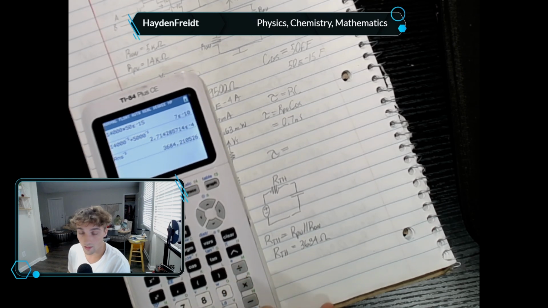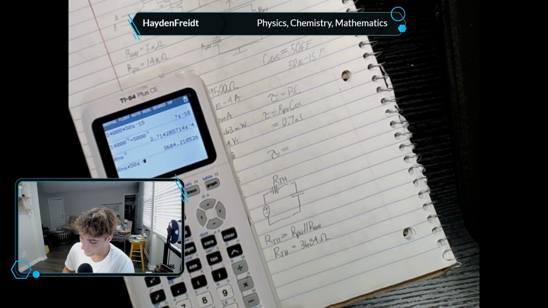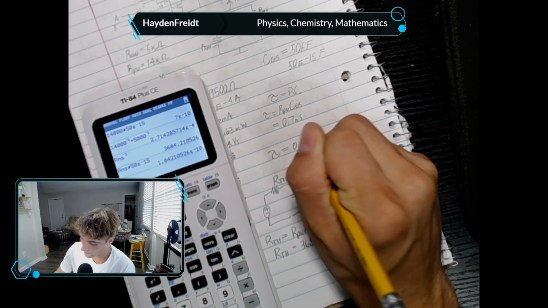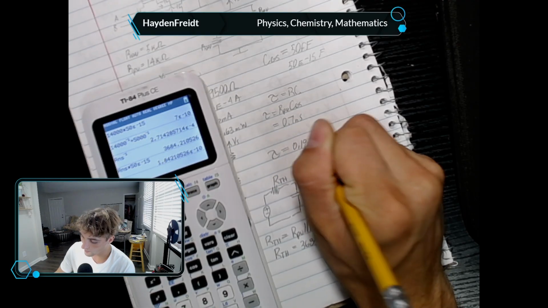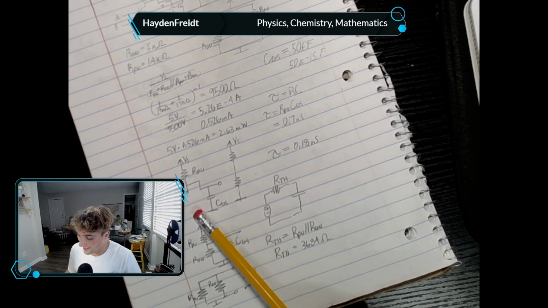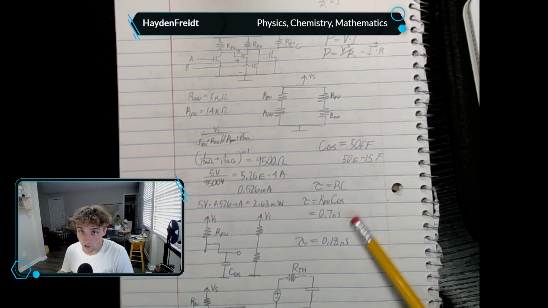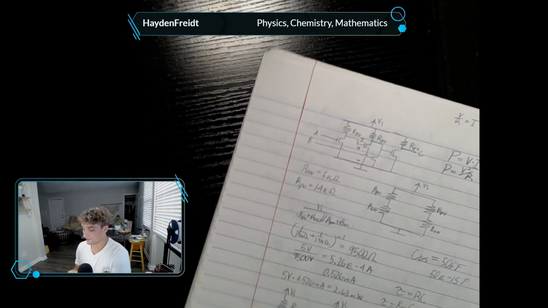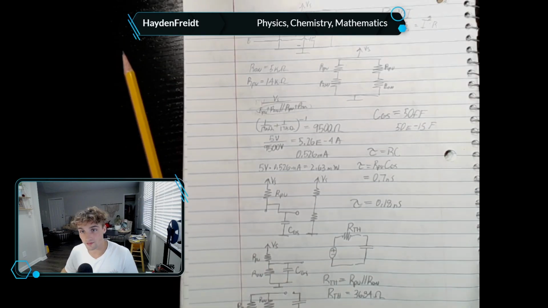3,684 multiplied by 50 e to the negative 15 is going to be 0.18 nanoseconds. This was an analysis of the circuit at a particular node labeled X, as we see right there. So let's look at this, because that's all correct right there.